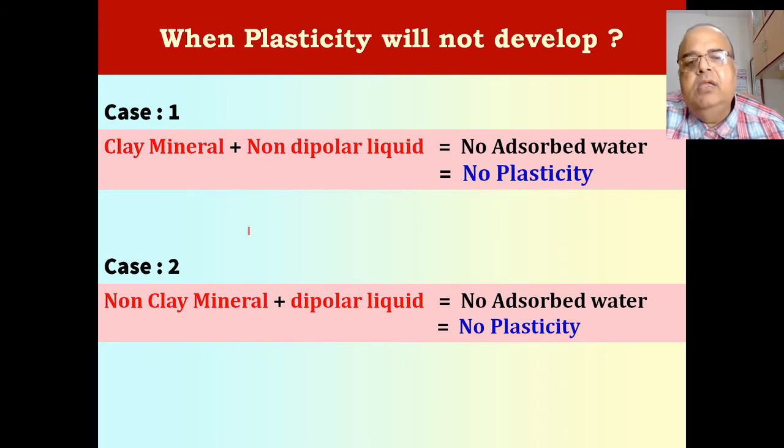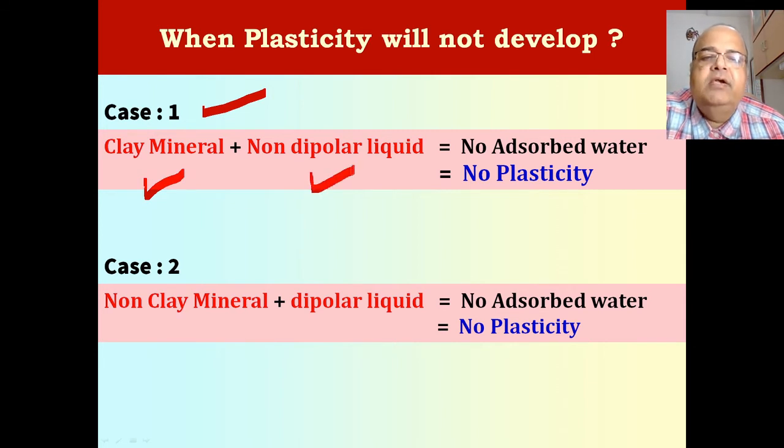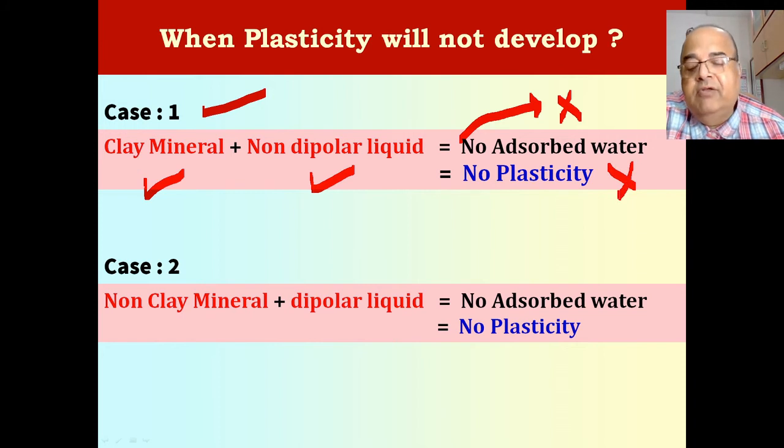Now, when will plasticity not develop? We discussed the presence of clay mineral in the soil sample, and it should be mixed with a dipolar liquid like water. Suppose you take one case where there is definitely a clay mineral in the soil, but it is mixed with a liquid which is not dipolar, say, for example, kerosene. If you mix clay plus kerosene, there will be no formation of adsorbed water layer, and so there will be no plasticity. That will not develop at all.